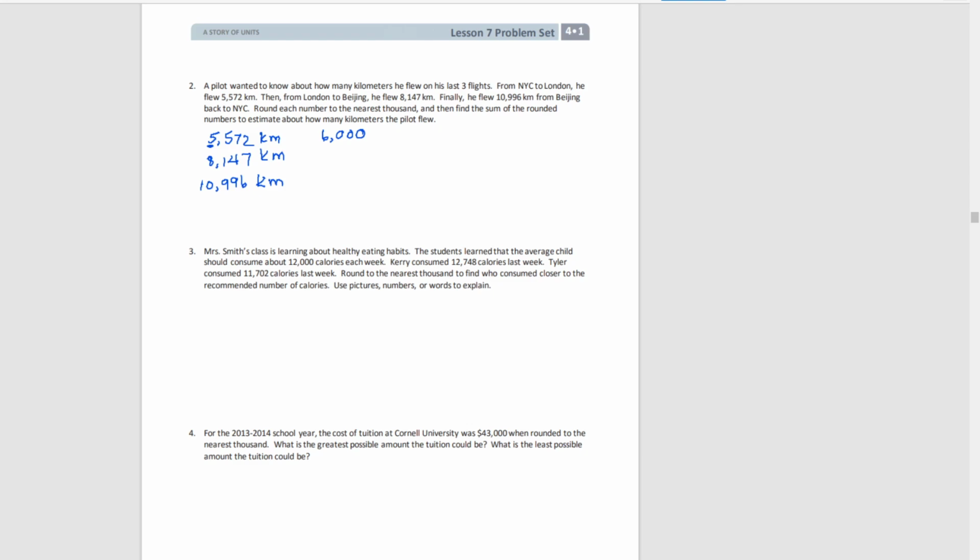It's closer to 6,000. Here at the low end, we'd have 8,000, and then at the higher end, we'd have 9,000. This is 9,100, so it's less than the midpoint, so it would be closer to 8,000. This number at the low end would be 10,000. The next higher thousand would be 11,000. And since this is 10,900, it would be closer to 11,000.